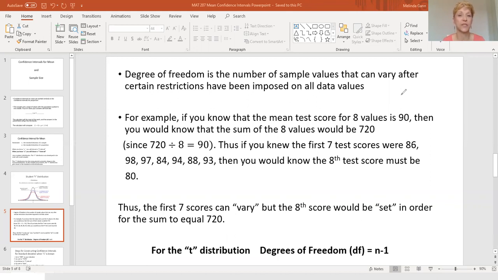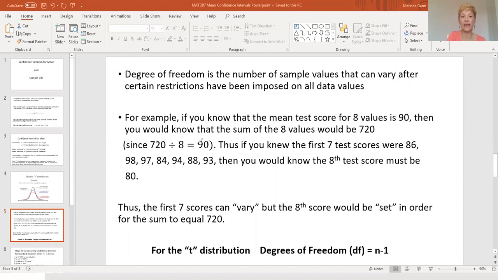So degree of freedom is the number of sample values that can vary or change after certain restrictions are placed on that data. Now, what in the world am I talking about? I'm talking about this. Here's an example. If you knew that you had 8 tests in a class and your average came out to be 90, that means that when you added the 8 grades up, you must have gotten 720. Now, why? Because 720 divided by 8 gives you 90, okay? So that means 90 times 8 gives you 720.